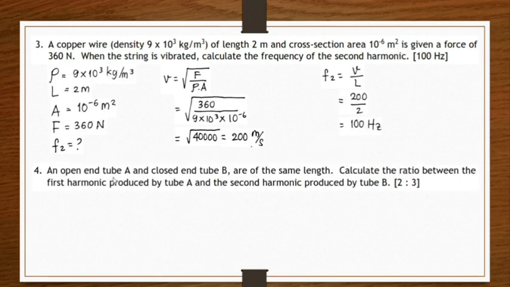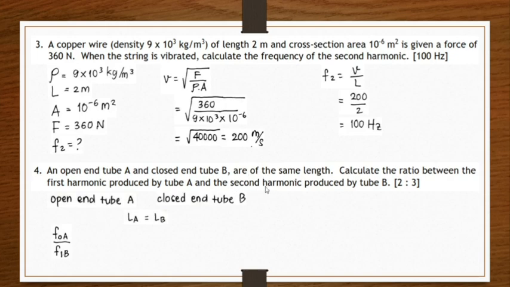Number four, an open end tube A and a closed end tube B are of the same length, LA equals LB. Calculate the ratio between the first harmonic produced by tube A and the second harmonic or the first overtone produced by tube B. So we want to find F0A, the fundamental note of A, divided by the first overtone of B. F0 of the open end tube will be given by V over 2L. And for the closed end tube, F1 will be given by 3V over 4L.